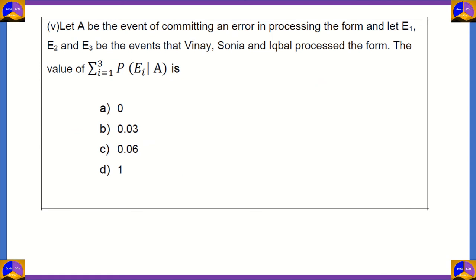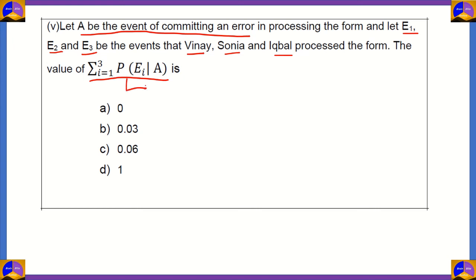Now let's look at our final question. In the final question, it says let A be the event of committing an error, and let E1 be the event that Vinay processed the form, E2 be the event that Sonia processed the form, and E3 be the event that Iqbal processed the form. So for this particular sub-question, the notation of the events now changes. Now, in this question, we have to find the value of the sum of P of Ei given A from i equal to 1 to i equal to 3.